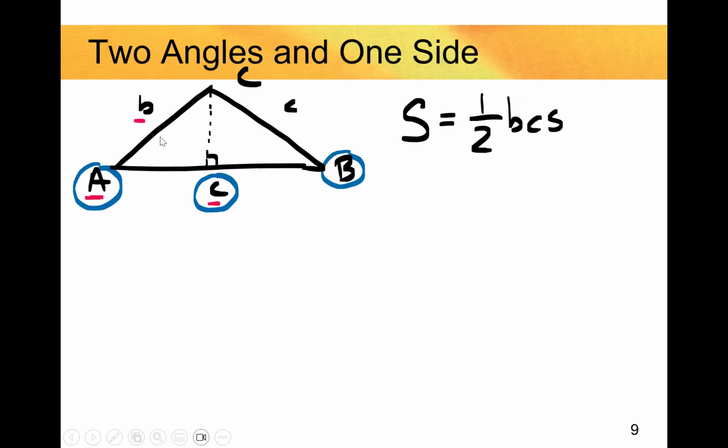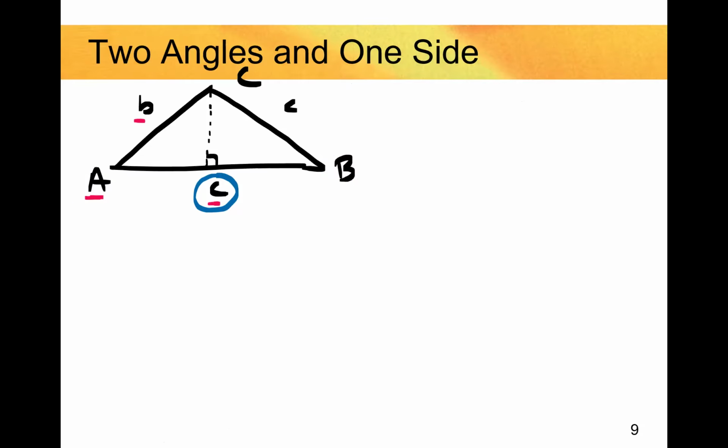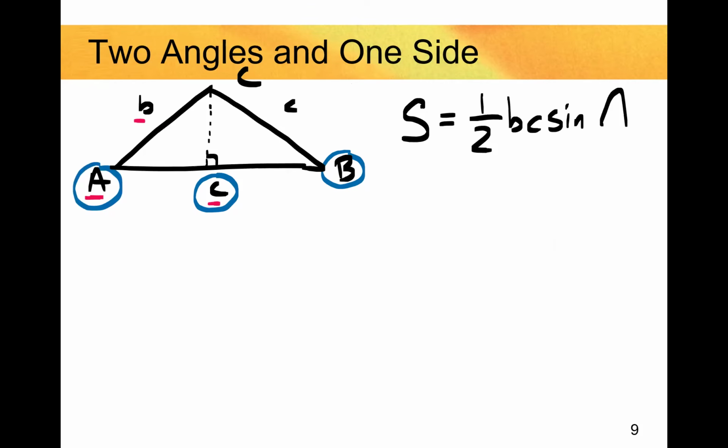Just to make sure, for the ones that are seeing the video: we knew little b, little c, and angle A. That was side angle side, and we had a formula for it. Now we know angle A, little c, and angle B only. So if we look at our formula, we still have A, and little c is no problem because we still have it circled and underlined. It's this little b that we need to replace.